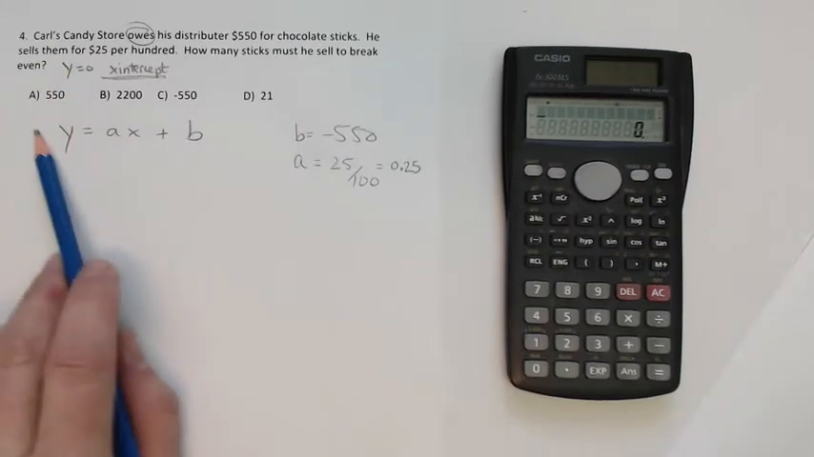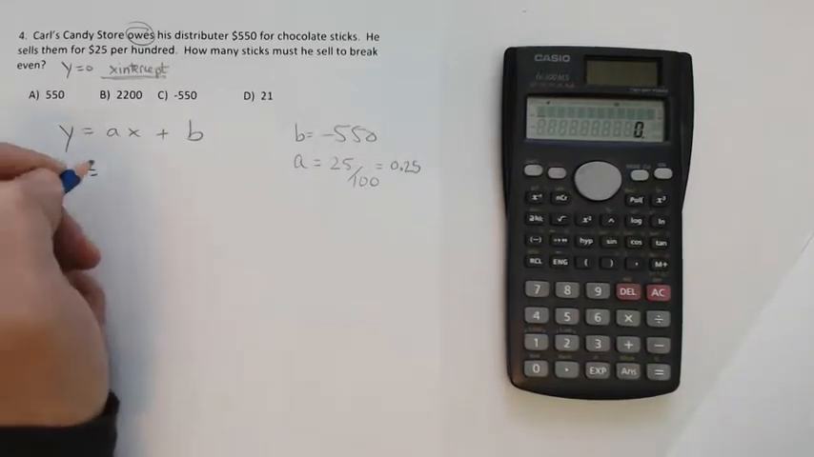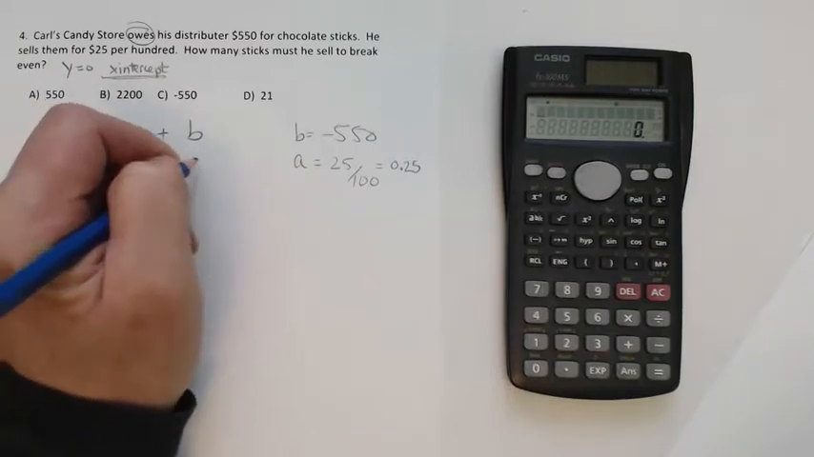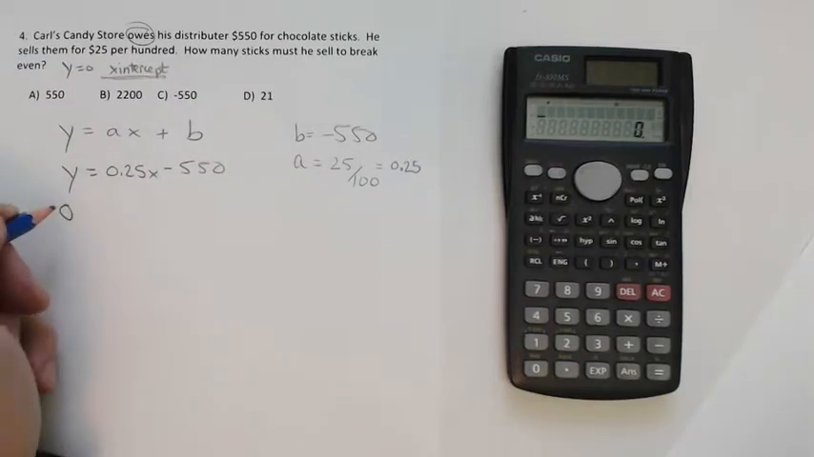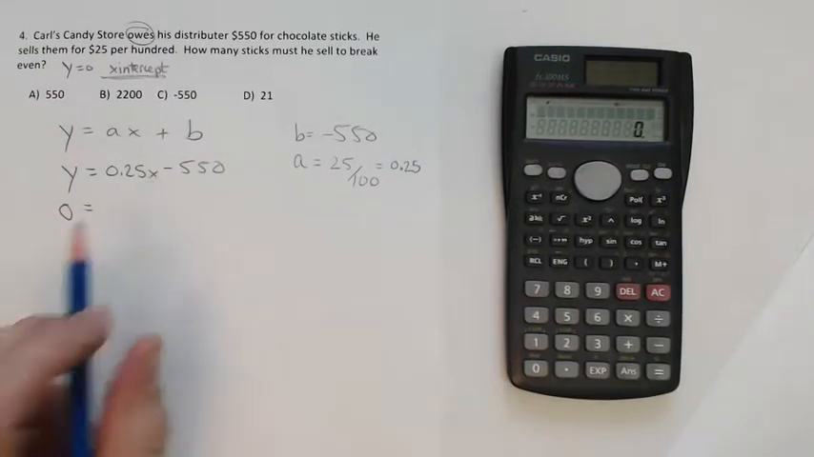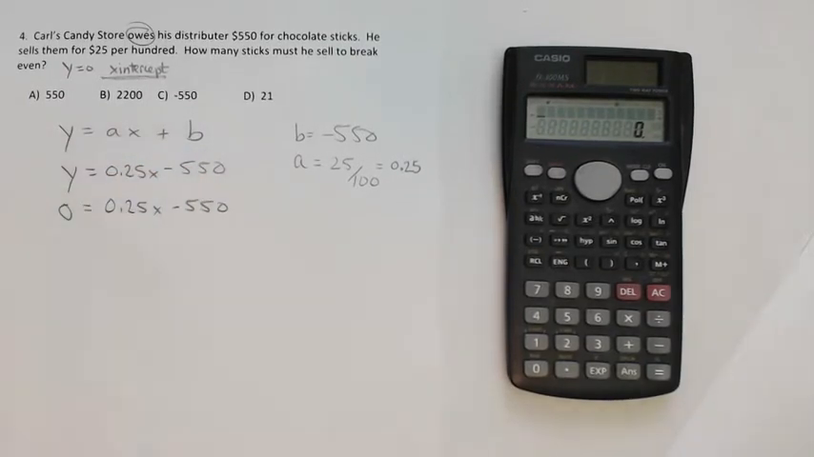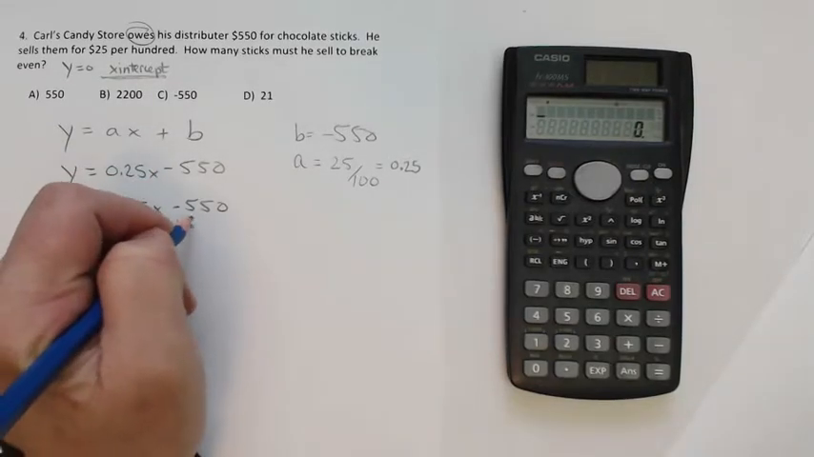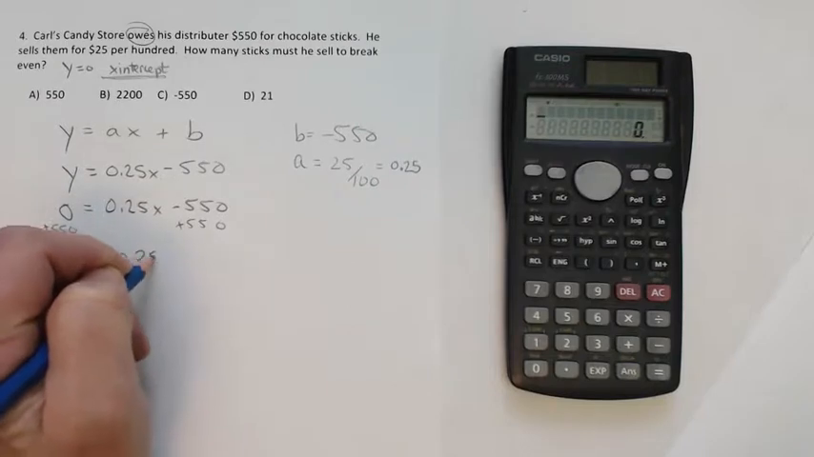Now, once we have an equation, it's really easy to do that. So we'll write that equation. y is equal to 0.25x minus 550. And then we're going to put a 0 in for the y, because we know the y is 0 at the x-intercept, and we're trying to find what that x is. 0 equals 0.25x minus 550. And now all we have to do is solve for x. So we're going to add 550, which gives me 550 is equal to 0.25x.